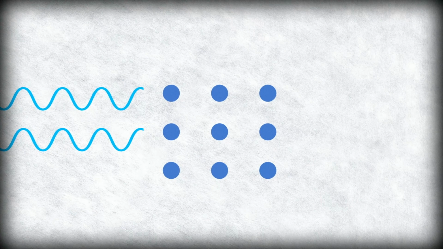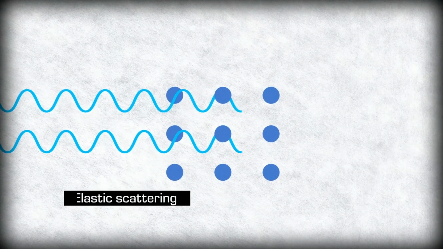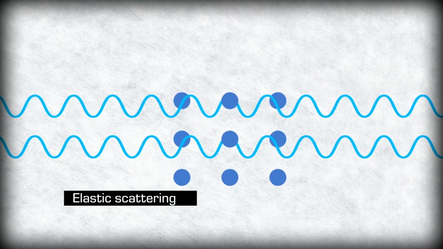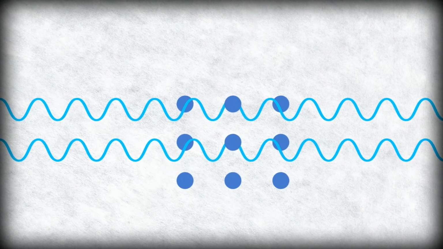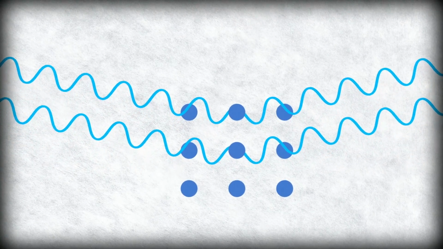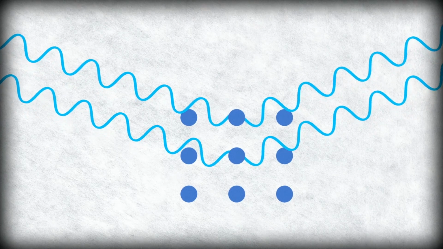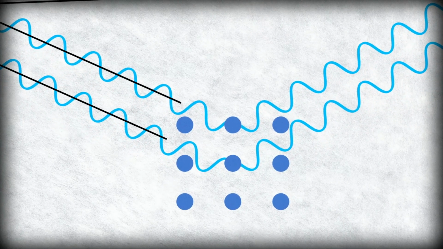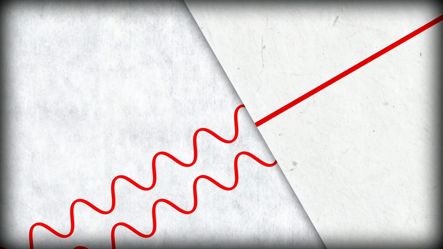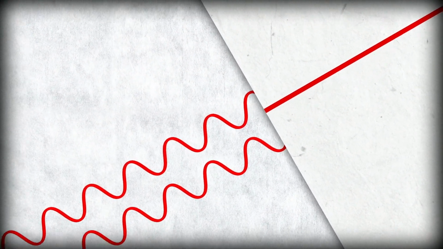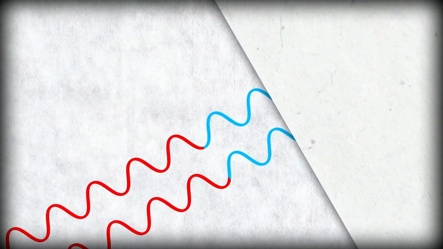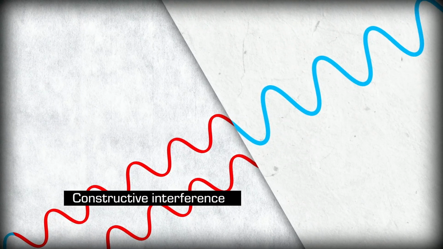When the X-rays encounter an atom, a phenomenon called elastic scattering is produced by the electrons. The incoming X-rays are absorbed by the electrons, but then are released in the form of new X-rays of the same energy as the incoming. Interference occurs when X-rays interact with each other. If the waves are out of alignment, the signal is cancelled. This is called destructive interference. If the waves are aligned, the signal is amplified. This is called constructive interference.